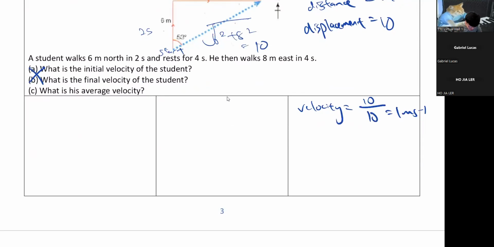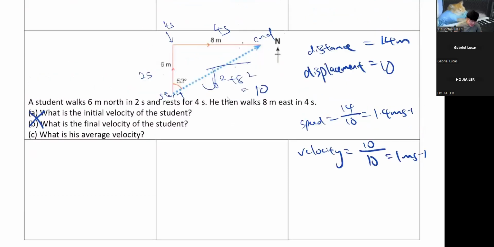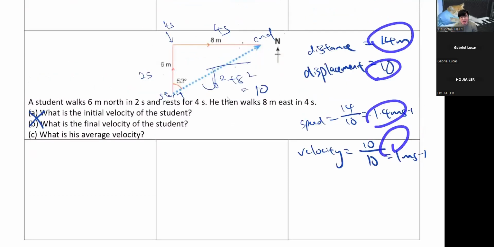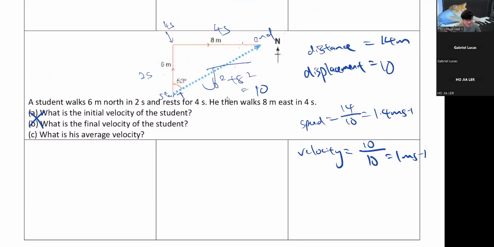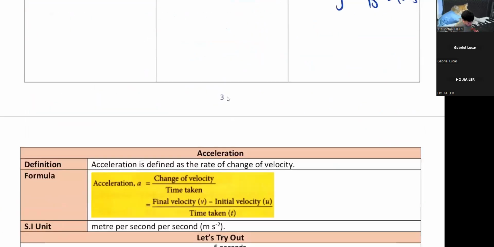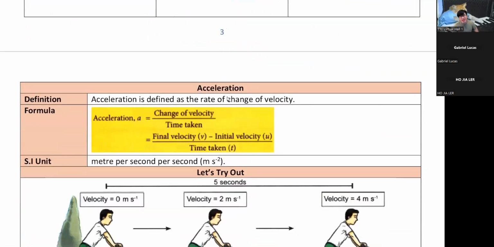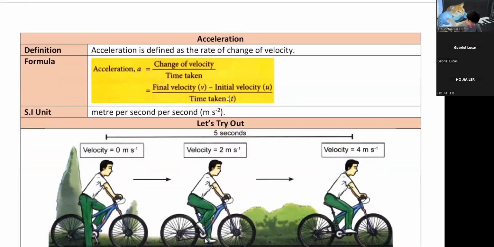So if they want the speed, then we will be using 14 divided by 10. That would be 1.4. Okay, see the distance, see the difference, and you see the difference. So speed and displacement, distance and displacement, speed and velocity, they are same but different. Okay, it's the technical term that is different, but essentially they are the same thing. Right, next, acceleration. Right, this is slightly more complicated.